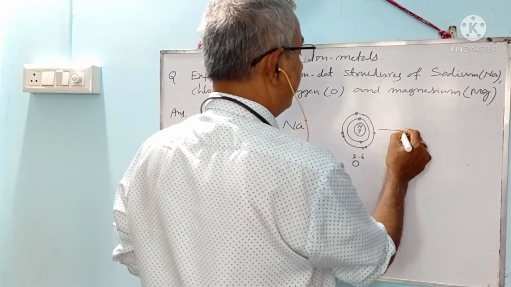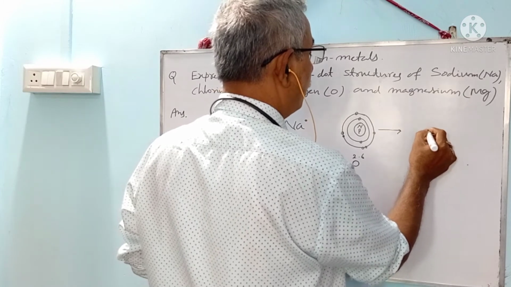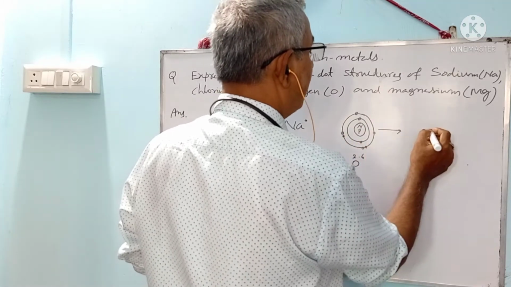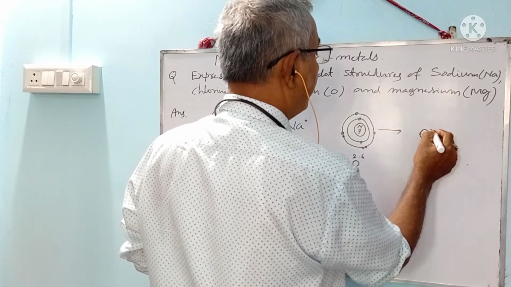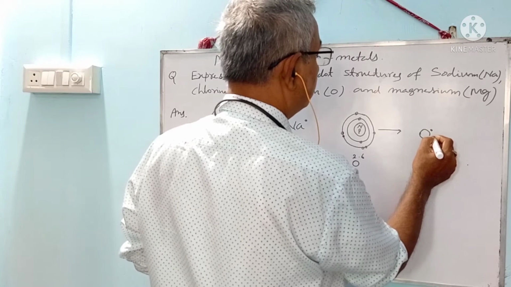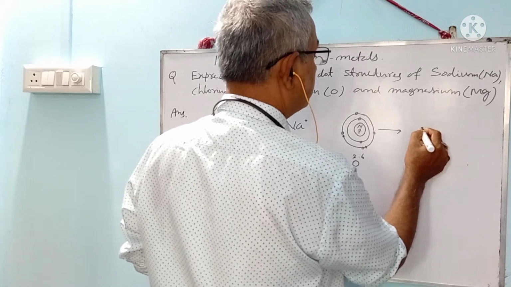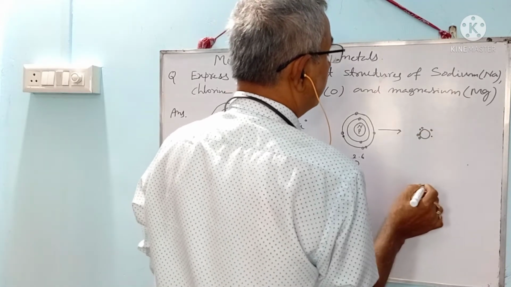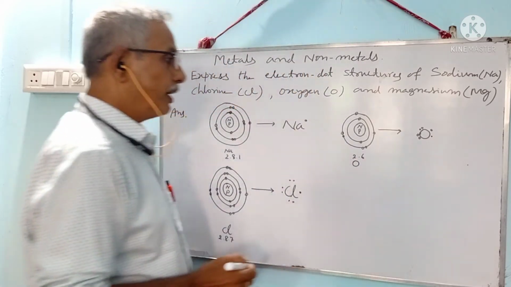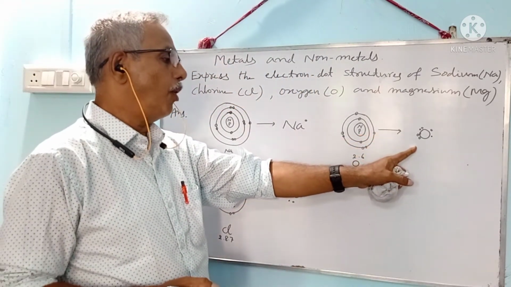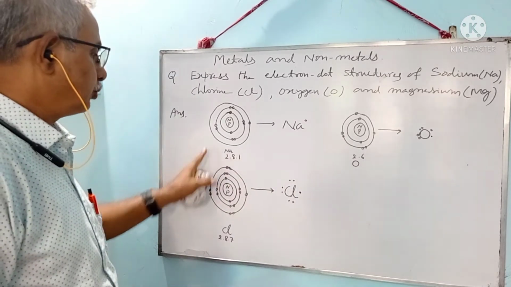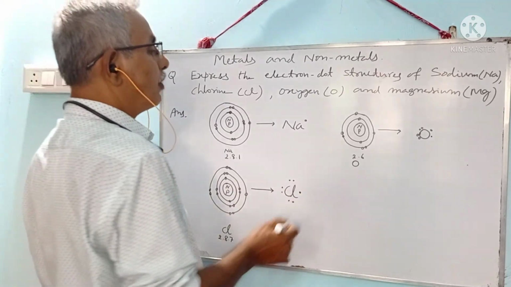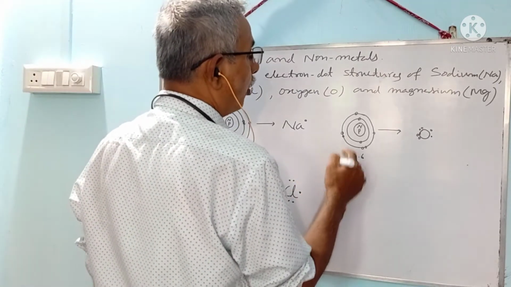Here ultimately you are writing O, and on O there will be only the valence electrons. So here I am writing 2 electrons, and the rest, 4 to 6 electrons, you are getting. In this way, this is the electron dot structure of oxygen. This is the electron dot structure of sodium, of chlorine, and this is the electron dot structure of oxygen. This O is for oxygen.